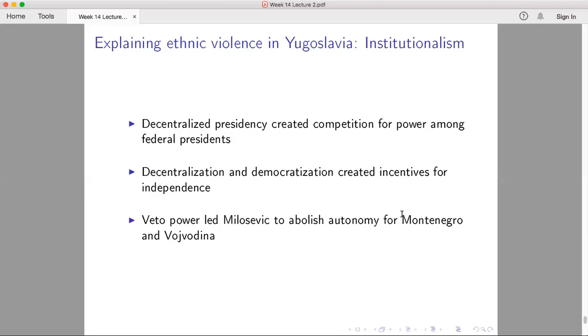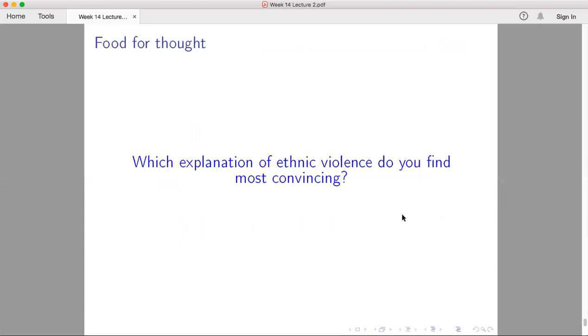It's definitely not as strong as we saw in cases like Rwanda, or as we will see in a case like India. So again, I leave you with the food for thought of which explanation of violence do you personally find most convincing, having done the readings on the subject, if those were the ones that you did. So think about this question, mull over it for a bit.